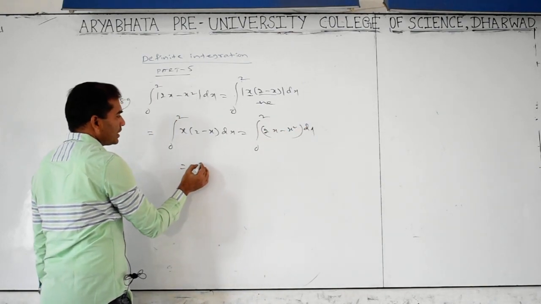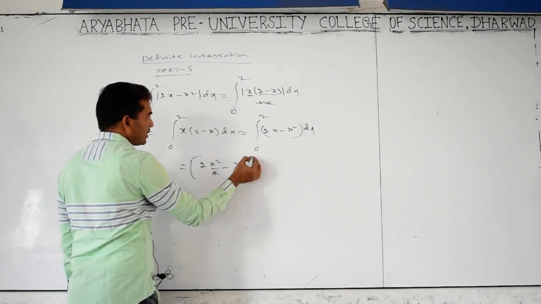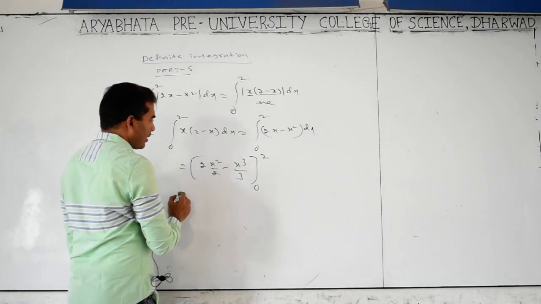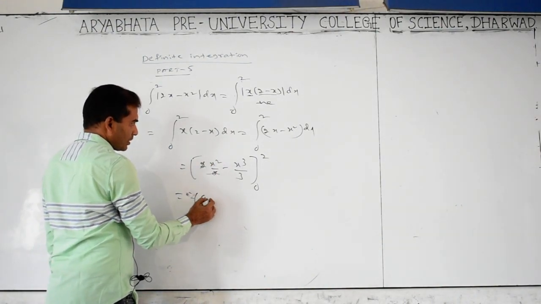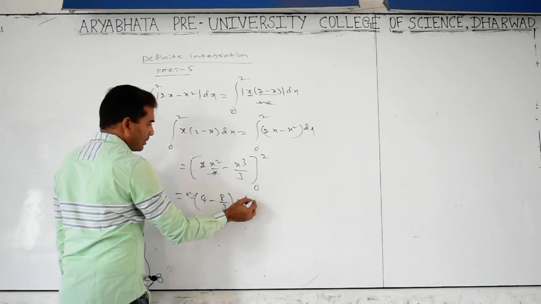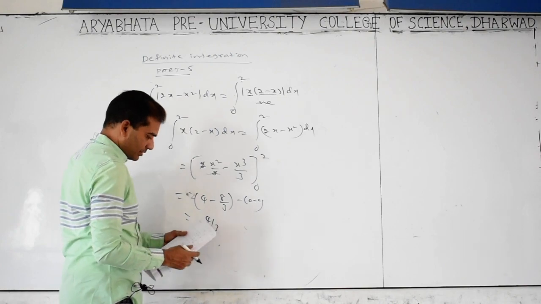The integration of this is 2x square by 2 minus x cube by 3, limits 0 to 2. Apply the upper limit: the 2 gets cancelled, 4 minus 8 by 3. The lower limit is 0. So 12 minus 8, 4 by 3 is the answer.